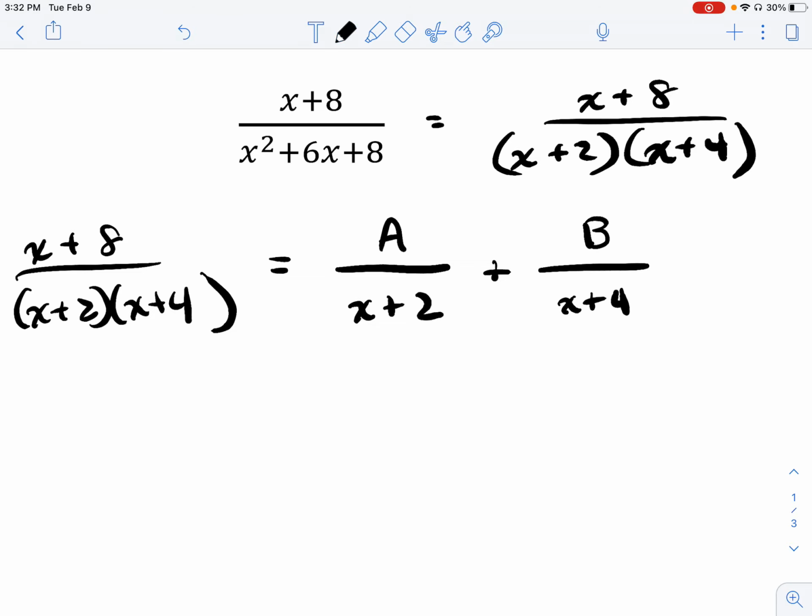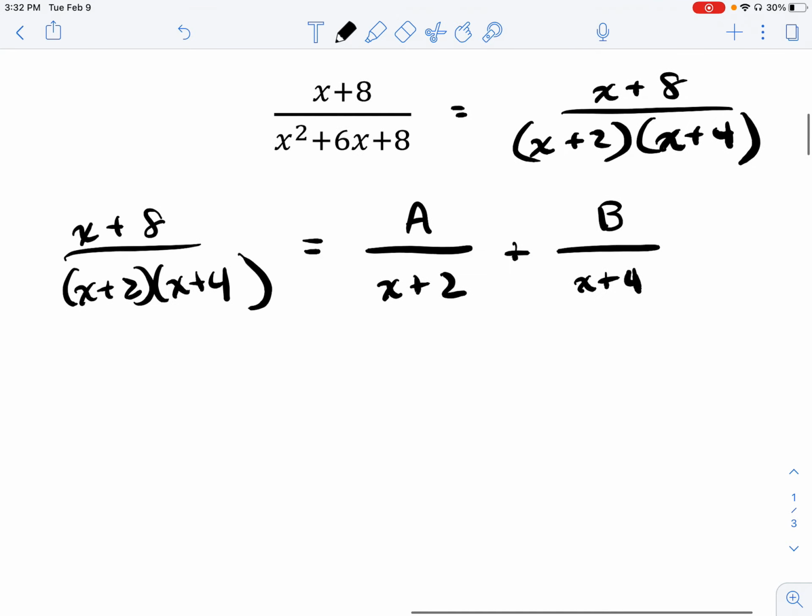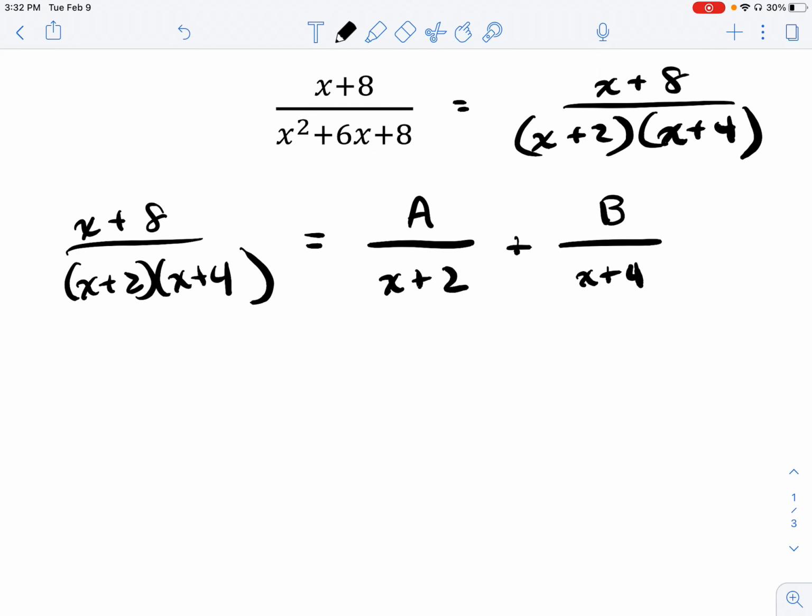So the next step here, once we have this, is for us to multiply both sides by this LCD. I'm just going to label this here as my LCD. When I multiply my left side by my LCD, then I'm left with just x plus 8. Now on the right-hand side, when I multiply this first fraction by this LCD, pay attention to what happens.